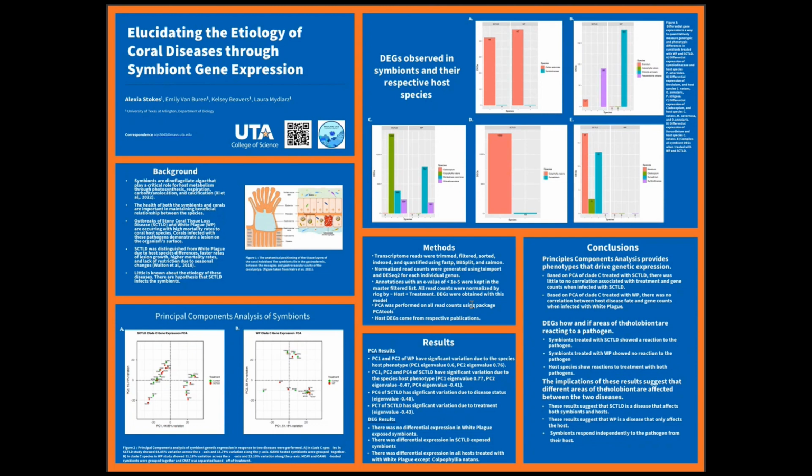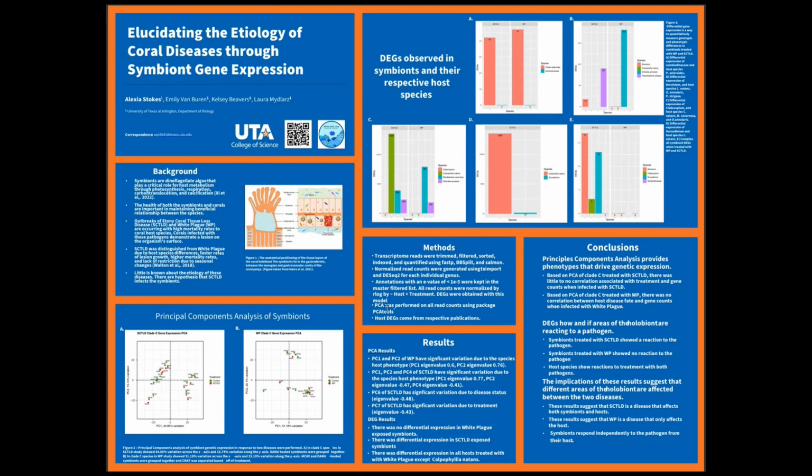Meanwhile, PCA clade C treated with white plague showed that there was no correlation between host disease state and treatment and gene counts when infected with white plague. All variation came from host species. In addition, whenever we look at DEGs, we can see that symbionts treated with SCTLD showed a reaction to the pathogen, while those treated with white plague showed no reaction. Meanwhile, when we look at host species across the board, all of them show differentially expressed genes when exposed to white plague and SCTLD.